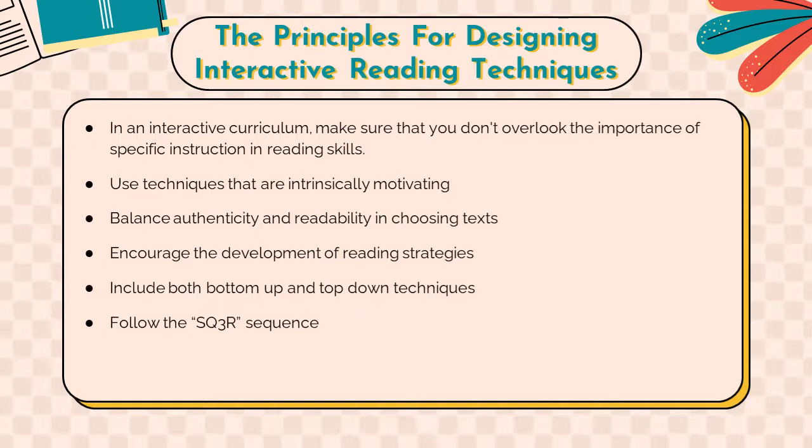You can use different genres of text to illustrate the point along with the student's goal. Next is balance authenticity and readability in choosing text, and also encourage the development of reading strategies. The fifth, include both bottom-up and top-down techniques, and also follow the SQRRR sequence. There are five steps: survey, question, read, recite, and review.